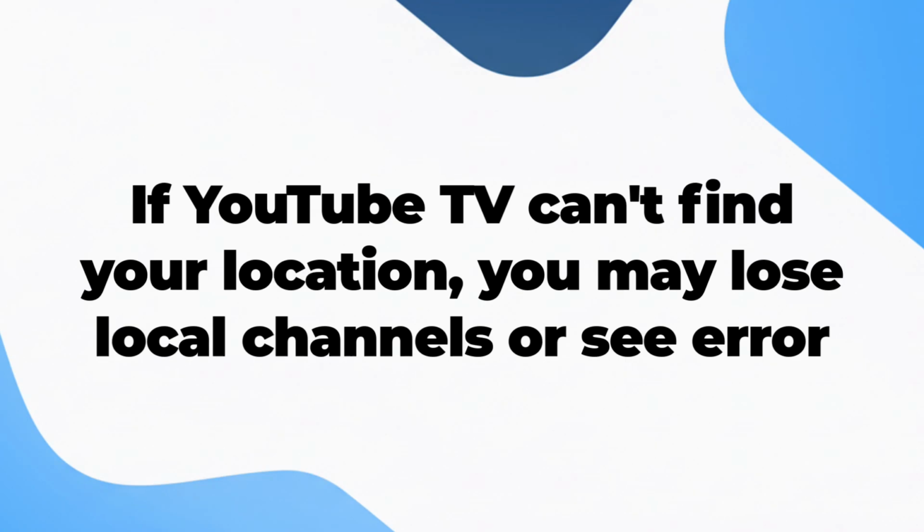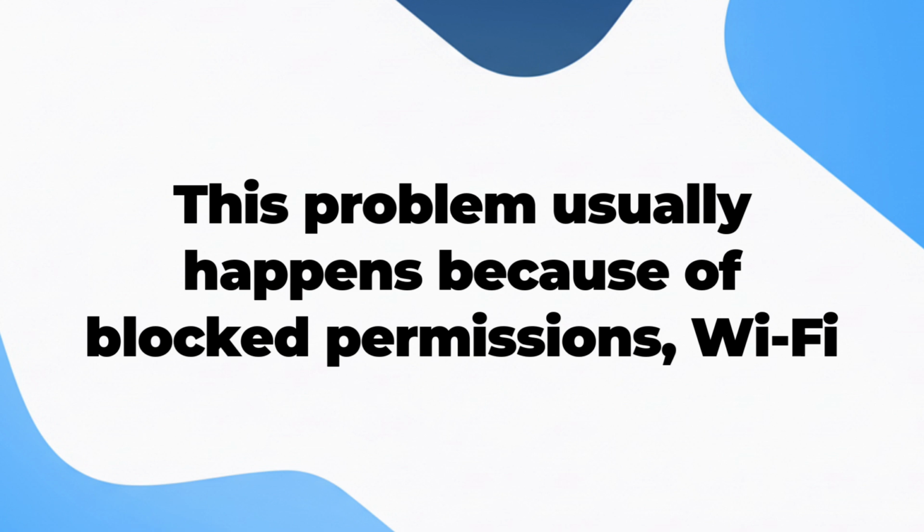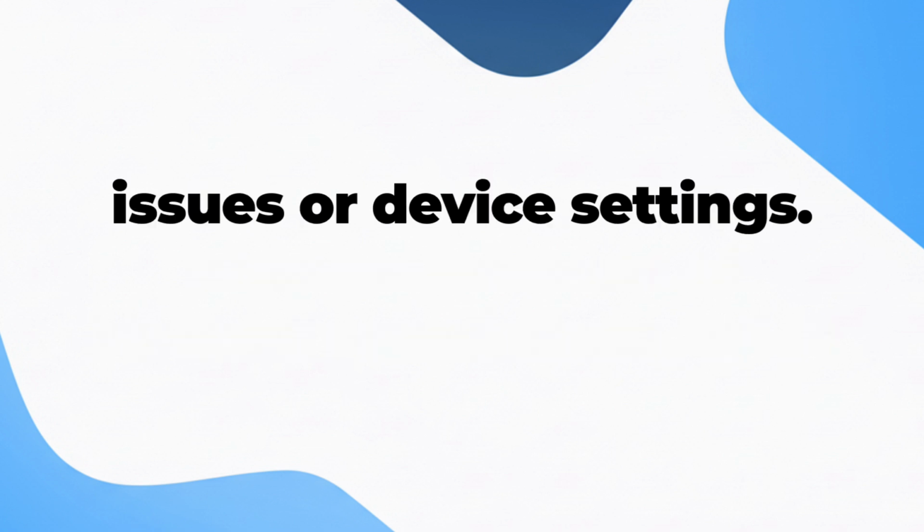If YouTube TV can't find your location, you may lose local channels or see error messages. This problem usually happens because of blocked permissions, Wi-Fi issues, or device settings. Here's how to fix it quickly.